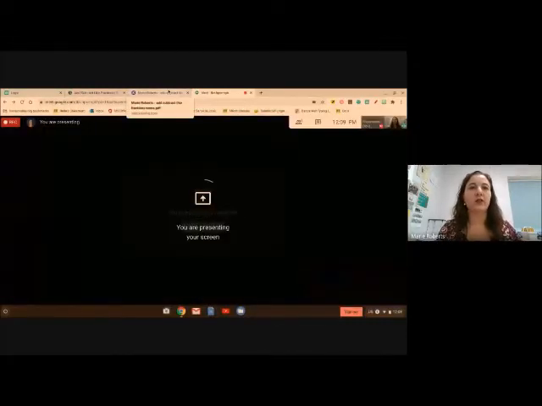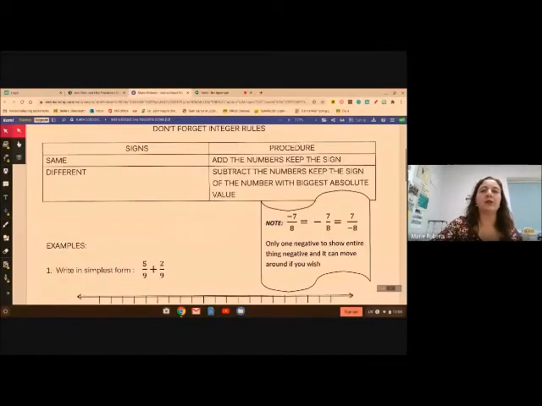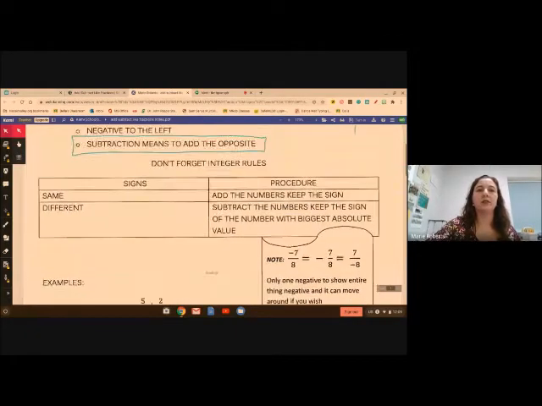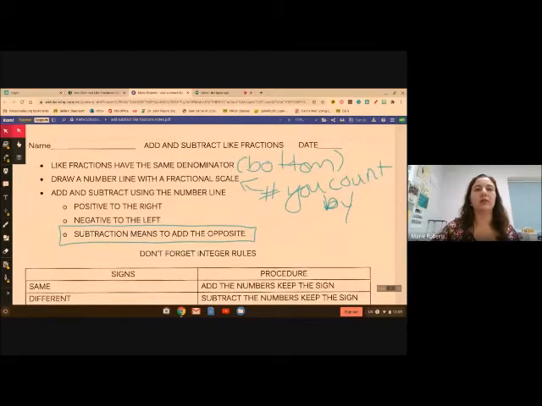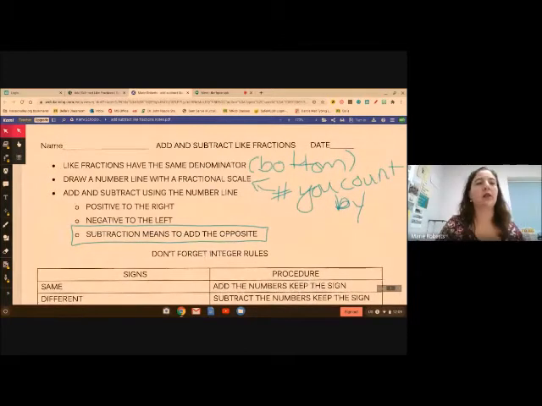Okay, so I'm going to do my notes here on a Google Meet, so they should be nice and big for you. You can do this on paper and take a picture if you want, or you can do it on Cami just like I am. So we got adding and subtracting like fractions. Like fractions have the same denominator. Denominator is the bottom number. Please write that in. Draw a number line with a fractional scale.